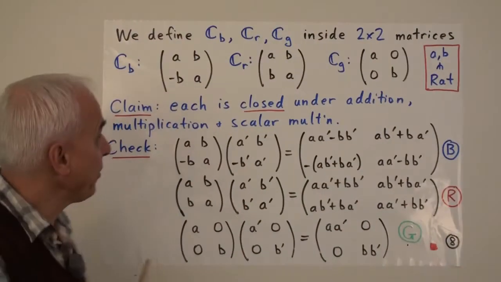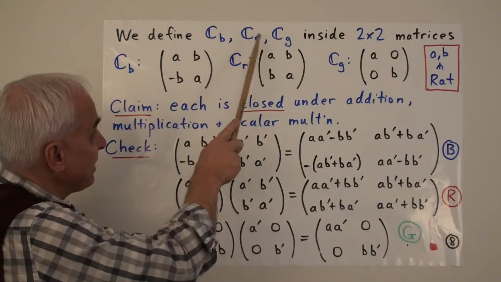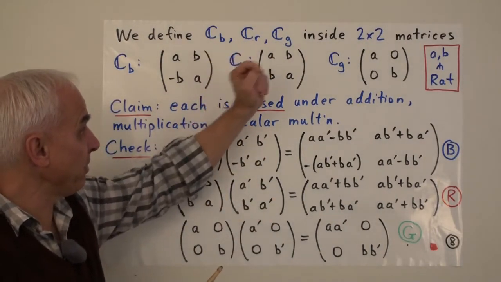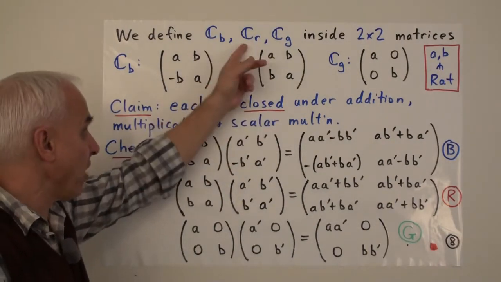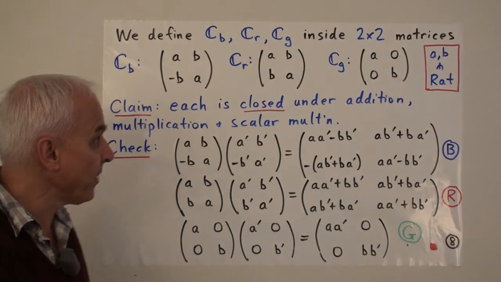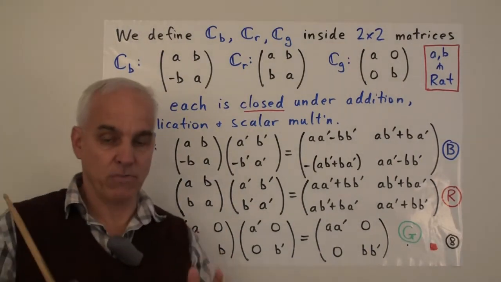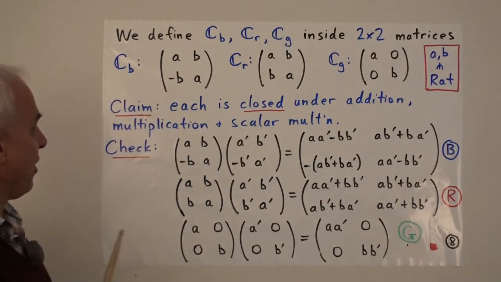All right, so for brevity, we're going to use this notation. We're going to define C sub B, C sub R, and C sub G. So these are blue complexions, red complexions, green complexions, or blue complex numbers, red complex numbers, green complex numbers. We're going to define all of them inside 2 by 2 matrices. All right. And here's what they are.